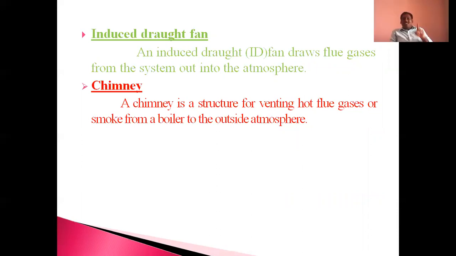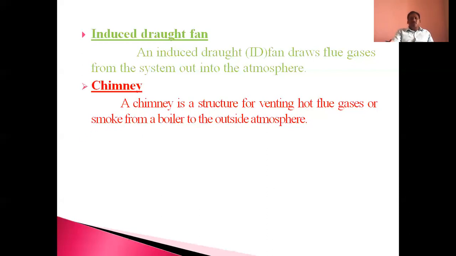What is the function of this chimney? It is a standing, stationary structure. This structure is helpful for venting the hot flue gases or smoke from the boiler to the outside atmosphere. That's why the pollutants from thermal power stations come through this chimney. This chimney sends out the hot flue gases and smoke developed from the boiler by coal combustion. All these hot gases are sent out through this chimney into the atmosphere.